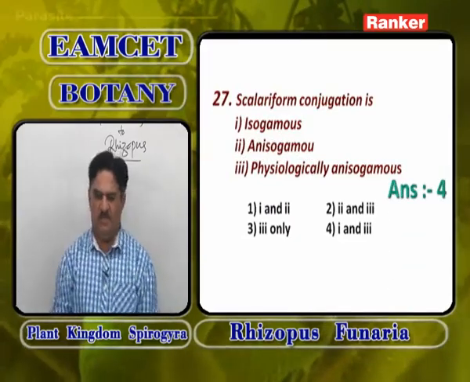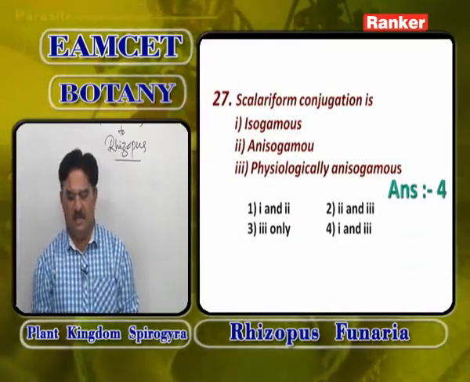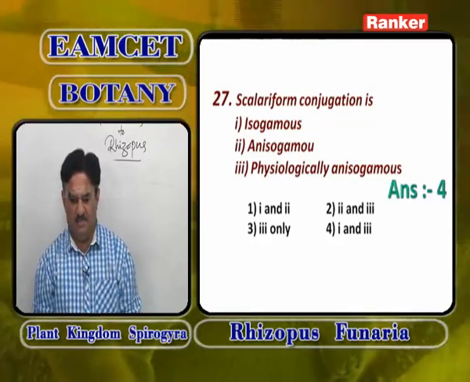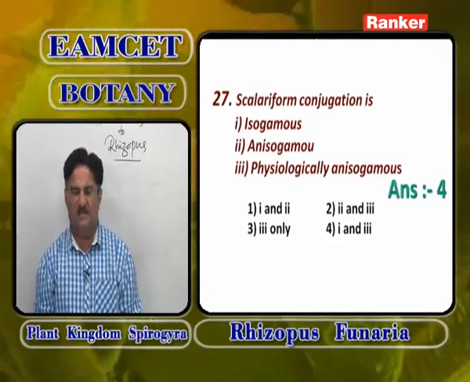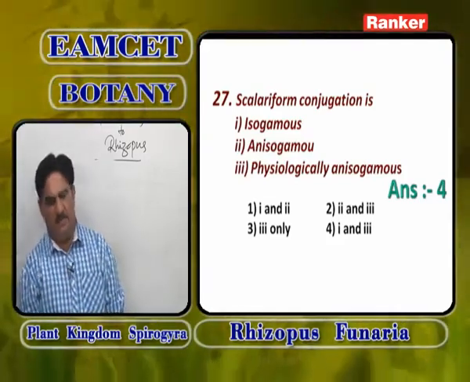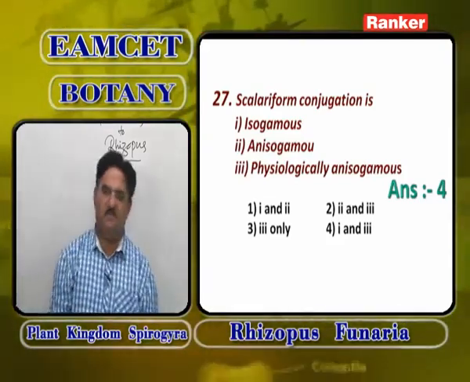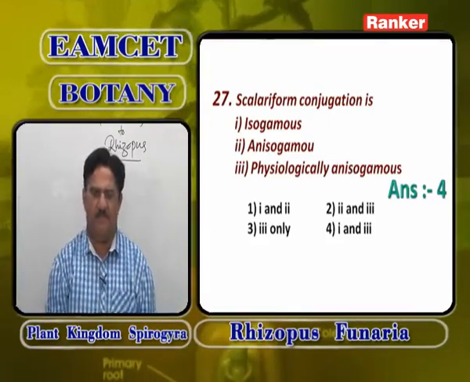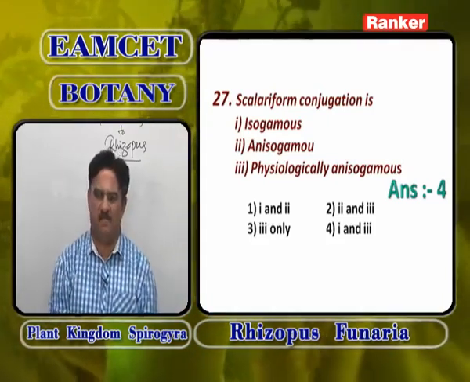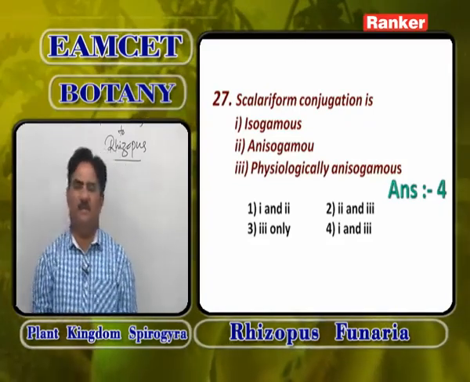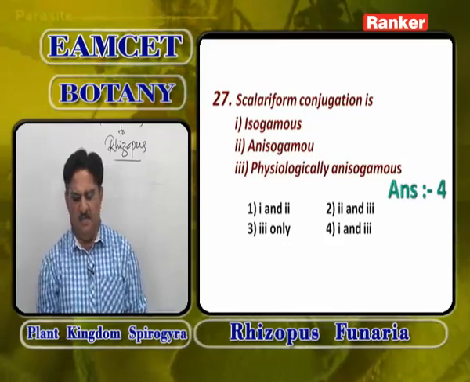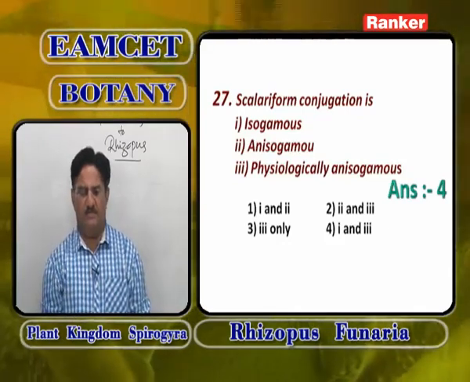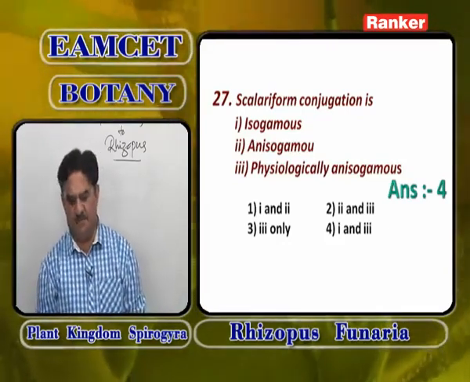Scalariform conjugation is isogamous, anisogamous, physiologically anisogamous. It will be isogamous, meaning both will fuse. It is not anisogamous because both the male and female gametes, aplanogametes, are almost similar. Physiological anisogamy is correct. So the answer is isogamous and physiologically anisogamous, fourth option.